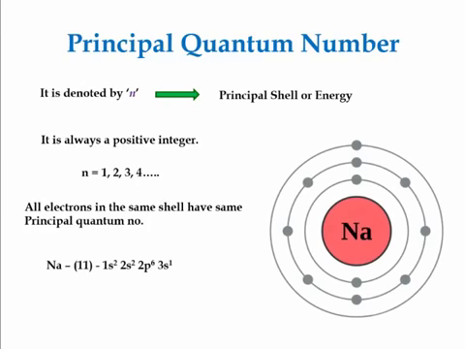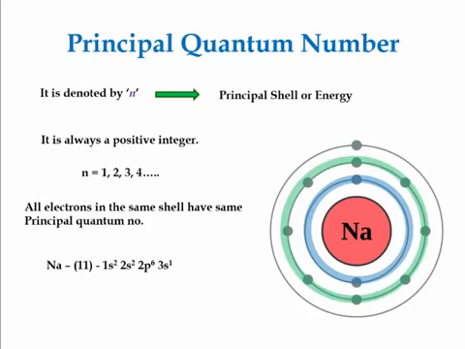Let us understand with the help of an example of sodium. Sodium has the atomic number 11, electronic configuration 1s2, 2s2, 2p6 and 3s1. 1s2 indicates the two electrons are in the first shell. 2s2, 2p6 indicates that all 8 electrons are in the second shell. And 3s1 indicates the last electron is in the third shell. Now, in the second case, all 8 electrons are placed in the second shell, but we don't know whether it is in s orbital or p orbital.